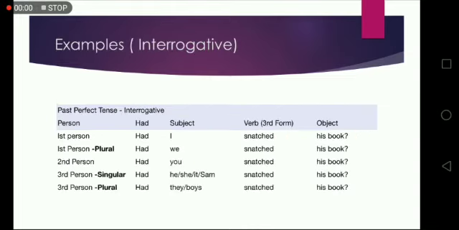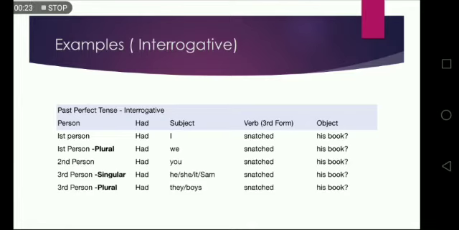So now here we have examples of interrogative sentences of past perfect tense. The first one is: had I snatched his book? Had we snatched his book? Had you snatched his book? Had he, she, it, or Sam snatched his book? Had they or boy snatched his book? So, these were the examples of interrogative sentences.